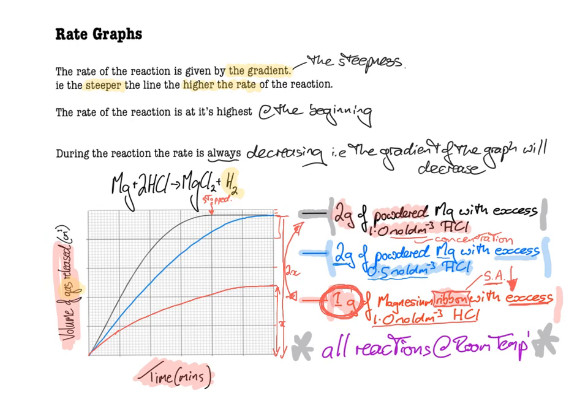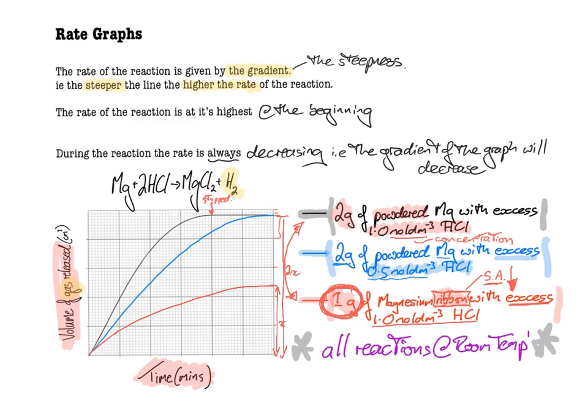So rate graphs. Quite simply, the rate is given by the gradient. The gradient is always going to be decreasing for a normal type of reaction because we're going to be using up reactant particles, so we're going to have less collisions per unit time, less successful collisions per unit time. The rate will decrease the whole way through.